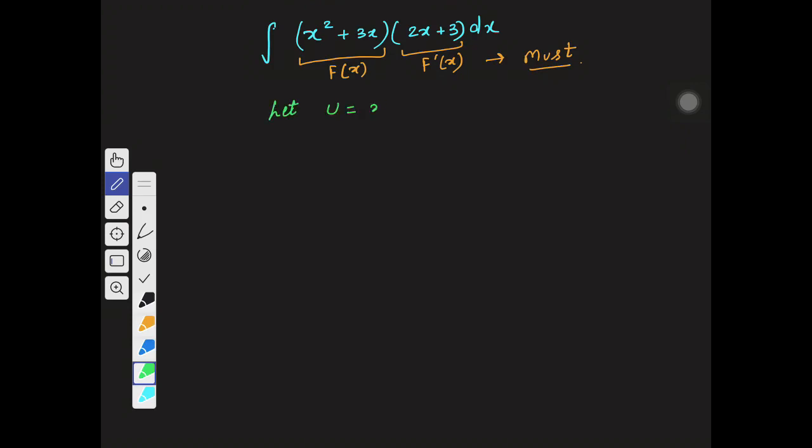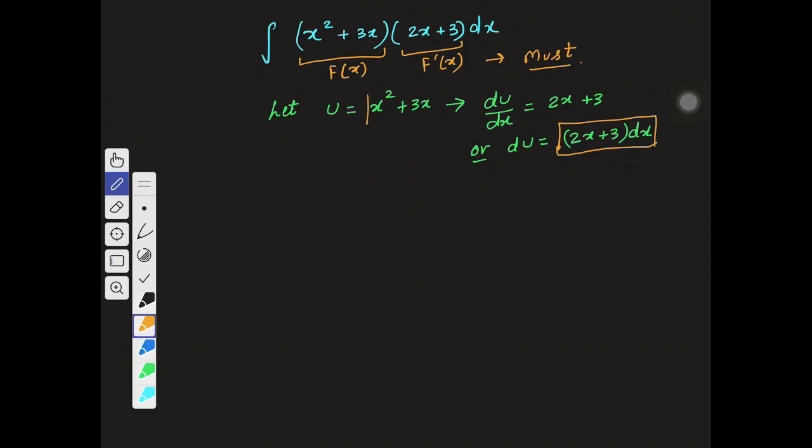So let u equal x squared plus 3x. Differentiate it. So du/dx is 2x plus 3. And then you rearrange, so you pass dx to the other side: du equals (2x plus 3) times dx. Now you have to replace these values in the original question. That's why we call it the substitution method. We are going to substitute u and du in our integration. So the integral I equals the integral of u du.